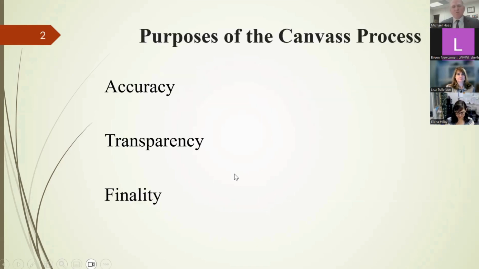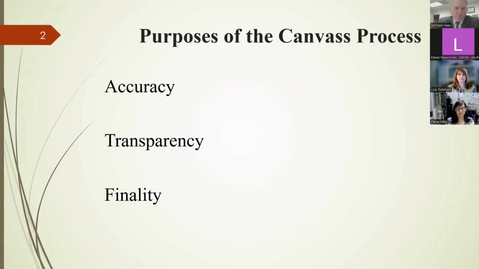So I wanted to start with just a couple of general principles and purposes when I think of the canvass process. We, of course, want our election results to be accurate. We want to have election integrity. We want people to be confident in the results of the election. We want the process to be transparent. Elections are a public process, and the canvass board meetings are an opportunity for members of the public to observe how the results are tabulated, the final results.